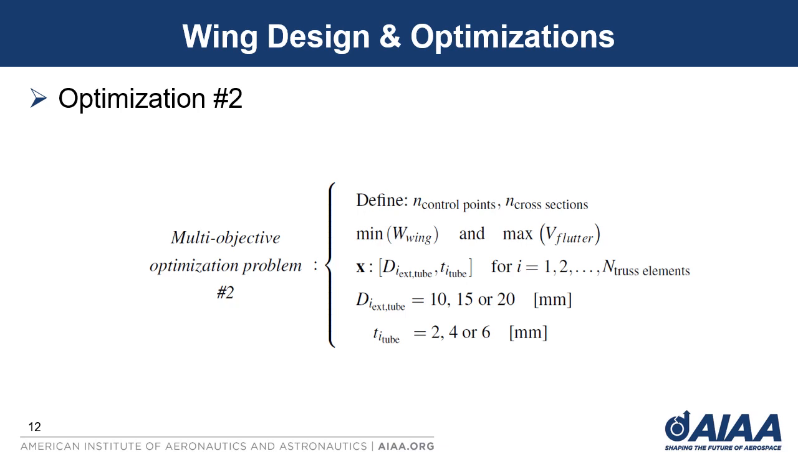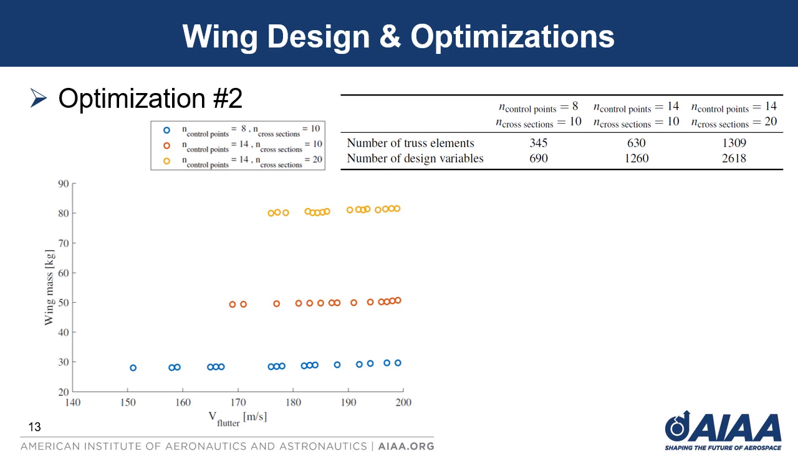Since both parameters can vary in a range of possibilities, the approach here is to select some pairs of those values in order to investigate how the optimization evolves with changing parameters. Thus, the multi-objective optimization problem 2 is summarized as follows. So for this work, three pairs of values of number of control points and number of cross-sections were chosen. All three pairs of configurations generate different numbers of elements and design variables, which are summarized in this table.